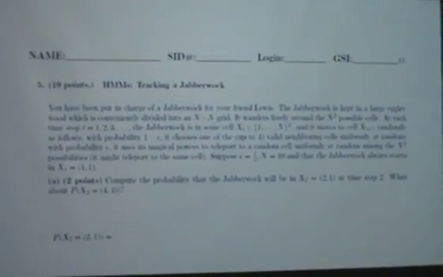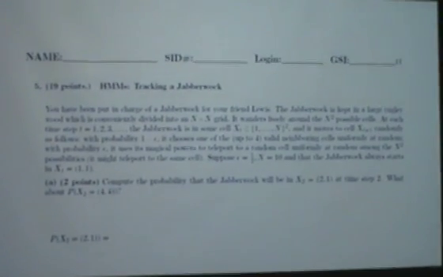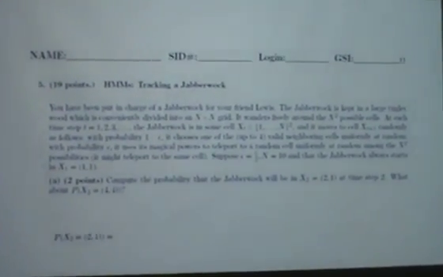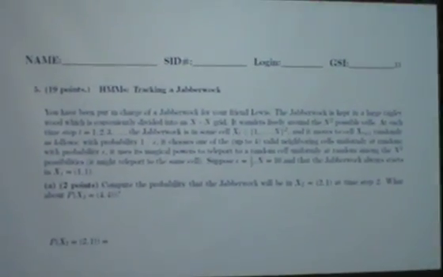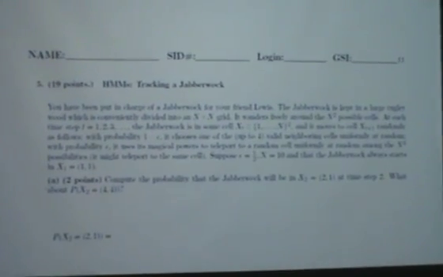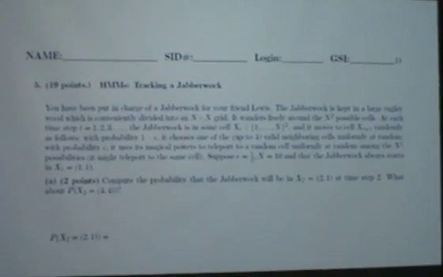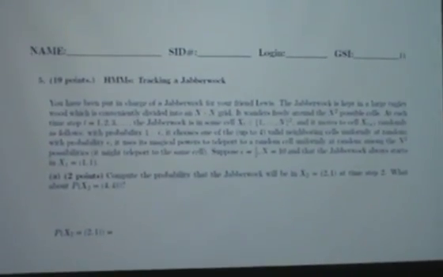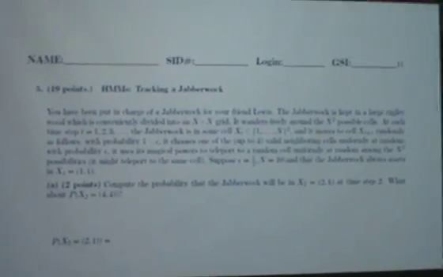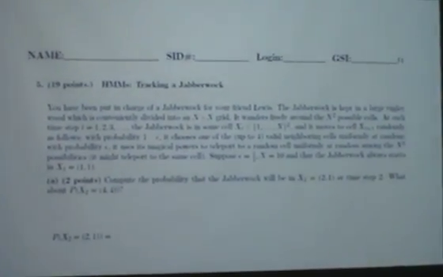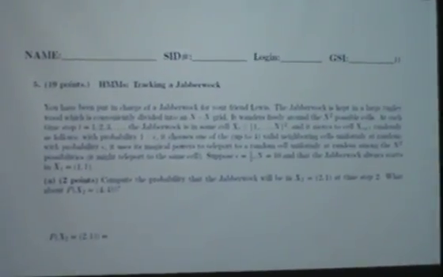Assume epsilon equals 0.5, n equals 10, and the Jabberwock always starts at x1, where x is the set of possible places he can be. So at time step x1, there's only one place he can possibly be. Compute the probability that the Jabberwock will be at x2 equals (2, 1) in the next time step.